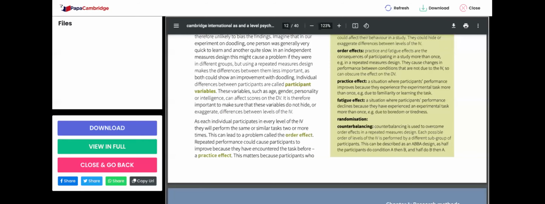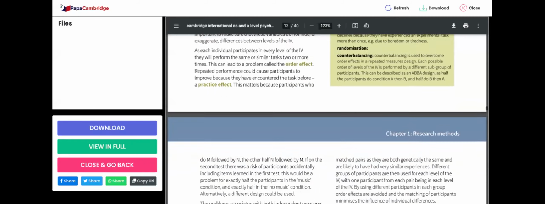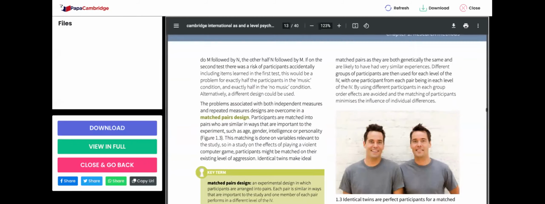Yes, so this is basically counterbalancing. How will this help? It will make sure that they are not getting the order effect, and they're not able to guess the aim of the study or know what it is about. So that's basically the general idea. Make sense? Yeah, makes sense.